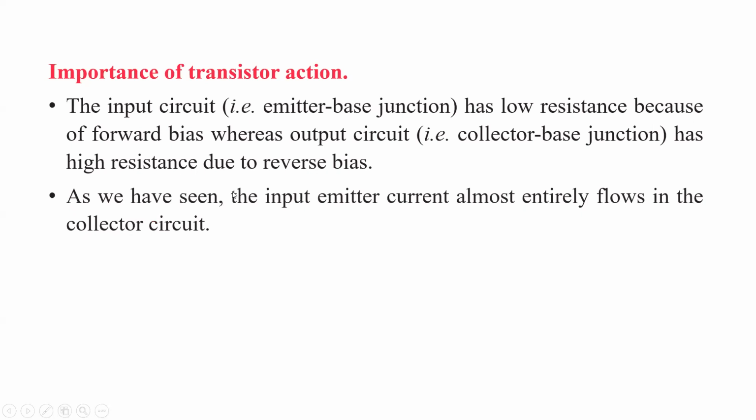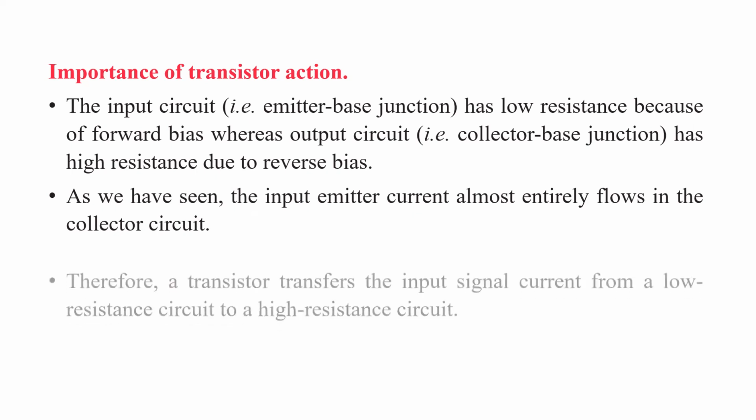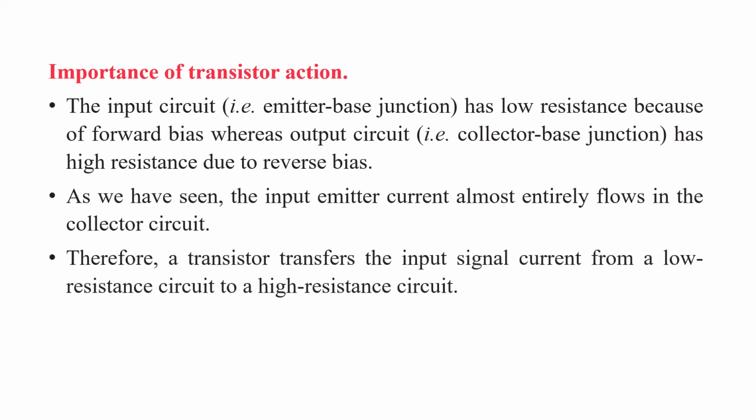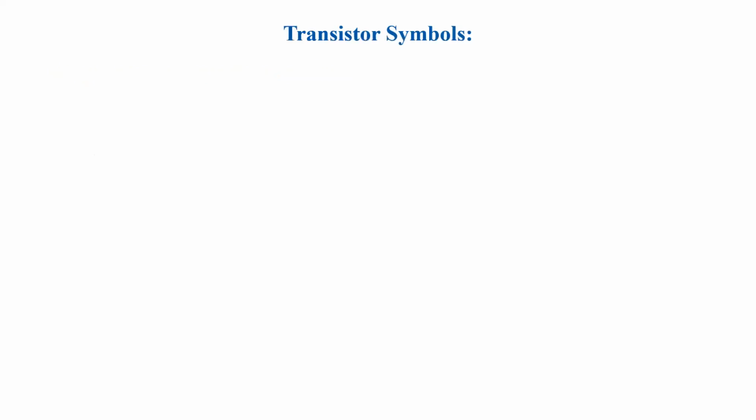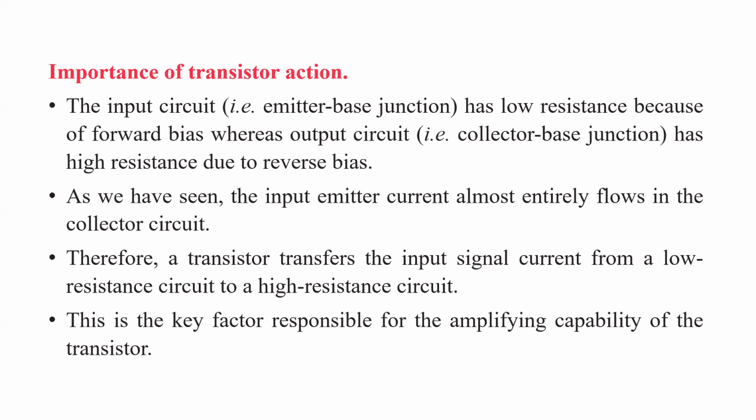Basically, as you have seen, the input emitter current is almost equal to the collector current. That means the input current, which is the emitter current, is basically flowing from the low resistance region to the high resistance region. Because the collector is reverse biased, it offers high resistance. The emitter is forward biased, it offers low resistance. Therefore, in a transistor, the signal is flowing from the low resistance region to the high resistance region. So this is a very important factor for the amplification capability of the transistor.